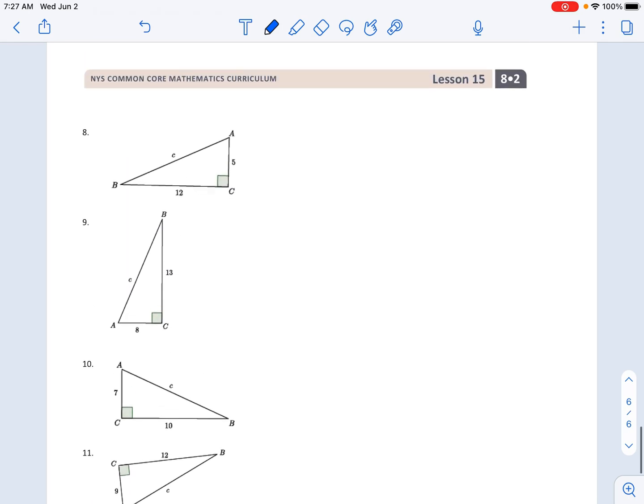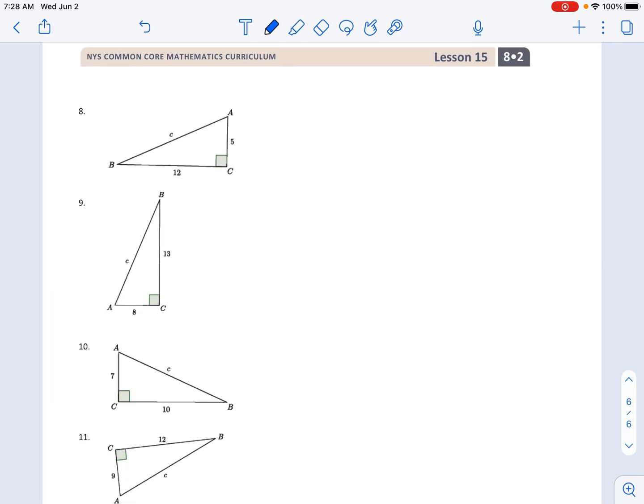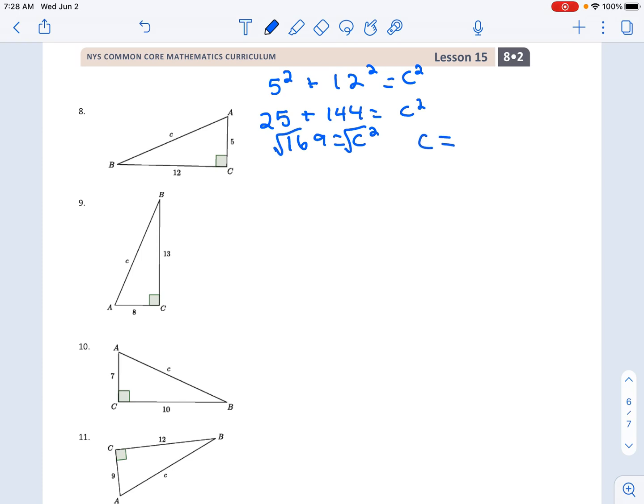And looks like these are our last few. All right, we have straight sides 5 and 12. 5 times 5 is 25. 12 times 12 is 144. And 144 plus 25 is 169. We want c by itself, so we use the square root of 169, and we get 13 even.